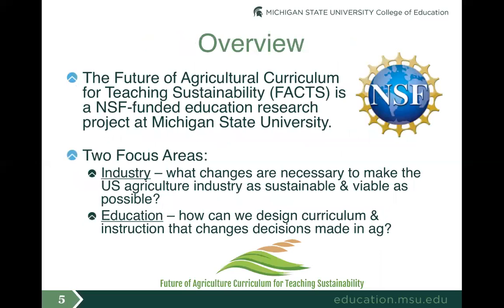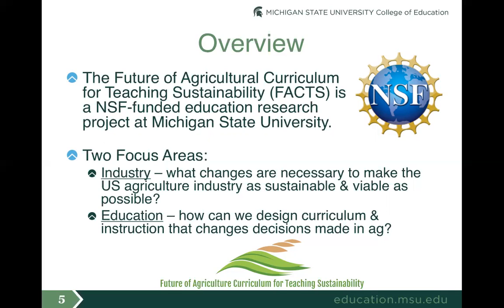All right, so some quick background information as far as what the heck this is and why we're doing it. So overall, this is an NSF-funded research project at Michigan State University, NSF being National Science Foundation. And what it does is focus really on two big areas. One is industry, and the question there is really, how can we change agriculture so that it can go on basically forever?